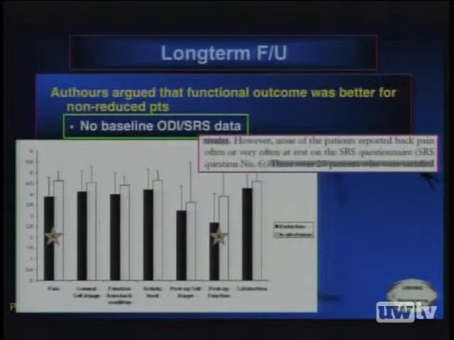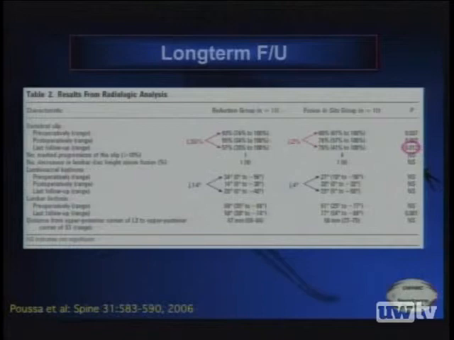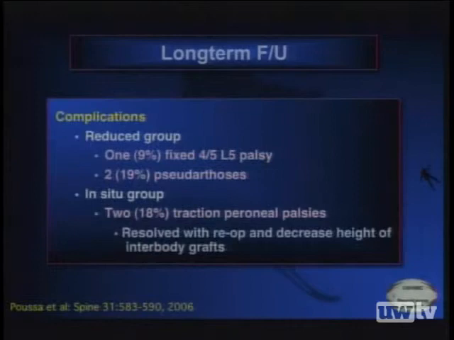They certainly achieved anatomic correction. The degree of slip was remarkably better in those that they attempted to reduce. And although not statistically significant, they had a 10-point change in the lumbar sacral kyphosis, which is pretty significant when you think of that rotation in terms of long-term outcomes. Complications were pretty similar. They did use traction before operation in the in situ group, and they ended up with similar degrees of complications, both neurologic and construct.